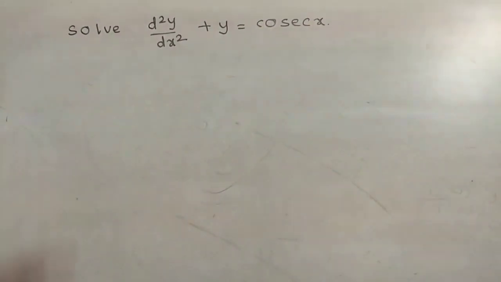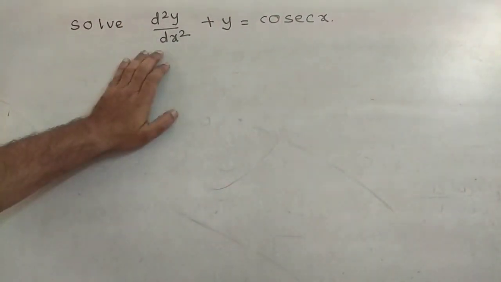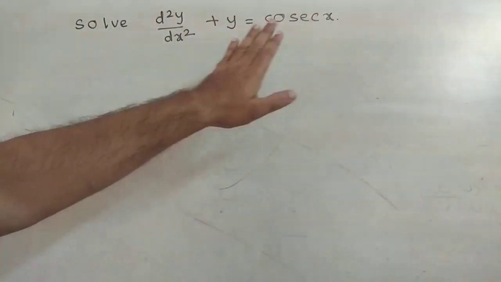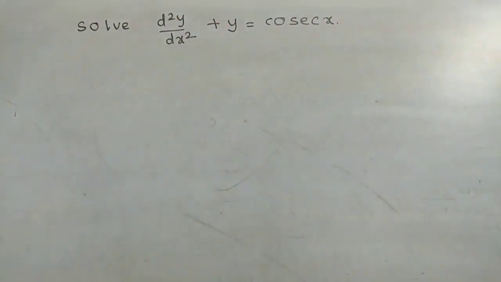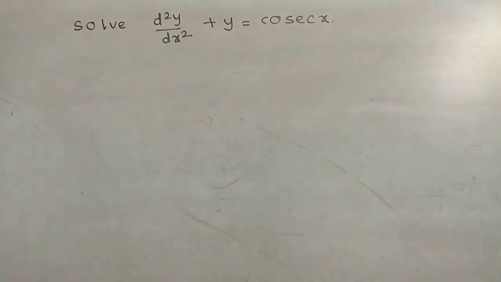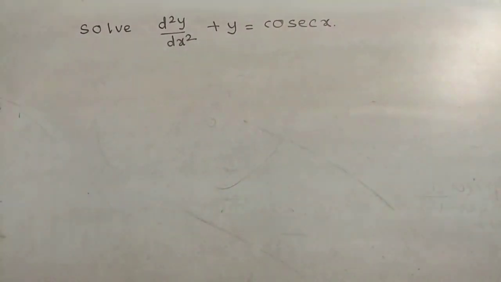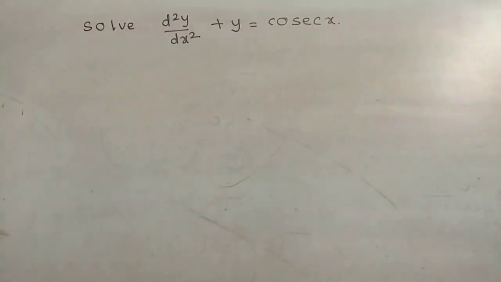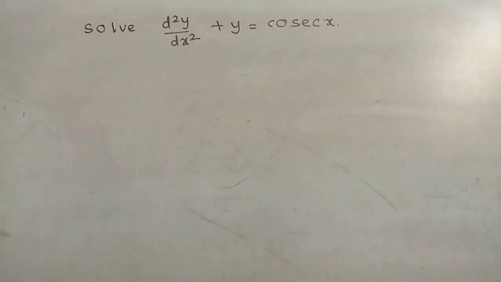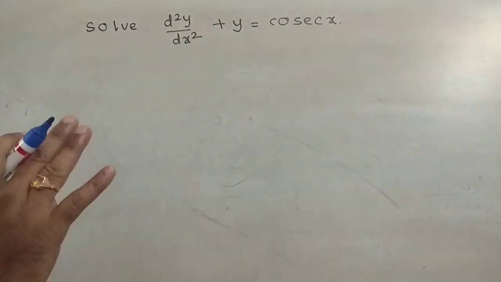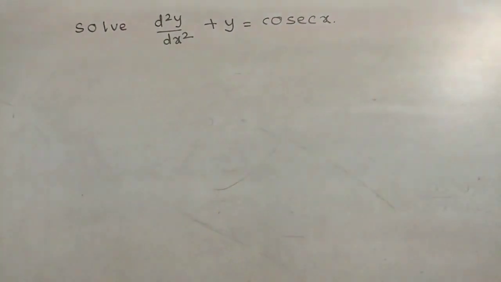So here is a problem. Solve d square y by dx square plus y equal to cosec x by the method of variation of parameters. From the examination point of view, they will definitely mention the method. If the method is not mentioned, you can use your previous methods. Okay, so I am applying the method of variation of parameters for this problem.